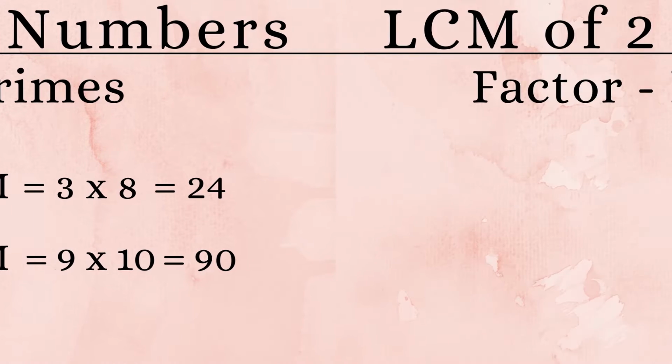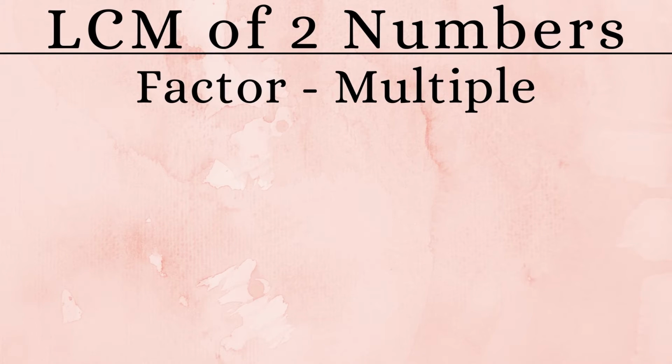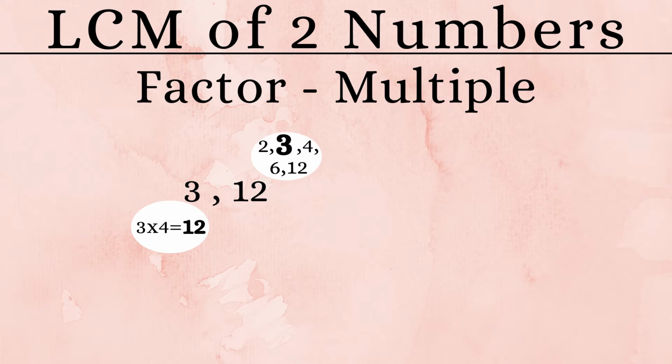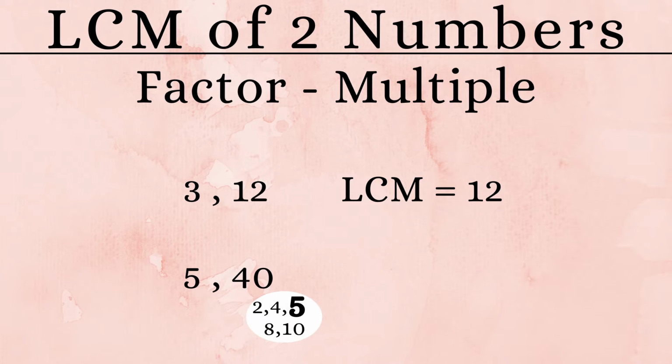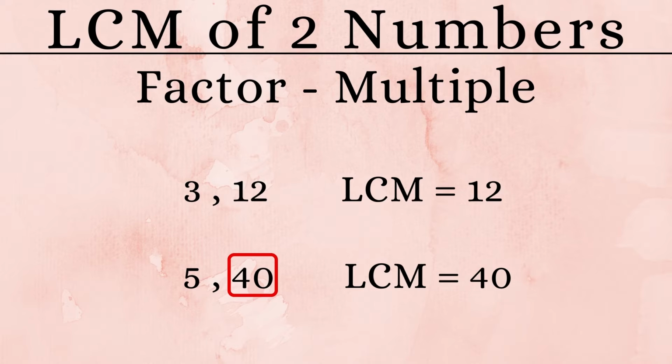Moving on to our next set of examples. Here, the two given numbers will have a factor and a multiple relationship. For example, 3 and 12. 3 is a factor of 12 and 12 is a multiple of 3. In such a case, the LCM would be the larger number. In this case, 12. Similarly, when we consider 5 and 40, 5 is a factor of 40 and 40 is a multiple of 5. So the LCM is the larger of the two numbers, 40.